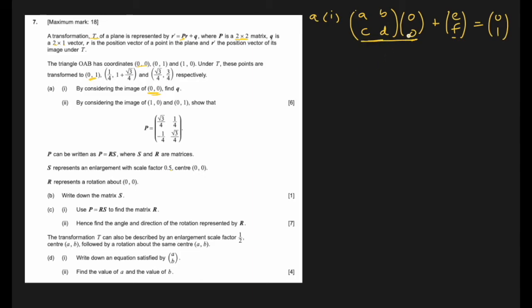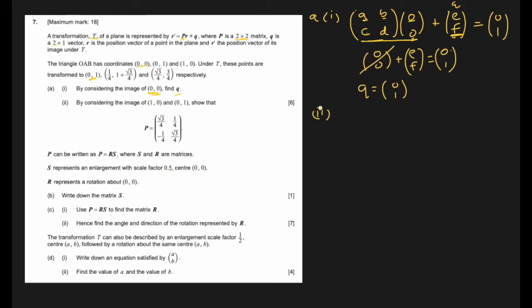Now let's try to simplify this one. So A multiplied by 0 is 0, plus B multiplied by 0 is also 0. So it becomes 0, and similarly C times 0, D times 0, so 0, 0, plus E, F is equal to 0 and 1. 0, 0 is nothing, so it gives us E equal to 0, F equal to 1, and that gives us our Q. This E, F was Q, right? So we got Q equal to 0, 1 itself.